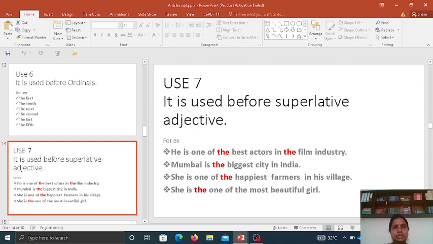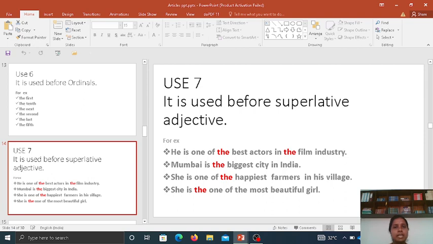So what is the seventh use of "the"? It is used before the superlative adjective. There are some examples given. He is one of the best actors in the film industry. So here the word "best" has come. Best is the superlative degree. Do you know? We have learned about degrees. So that is the superlative degree.